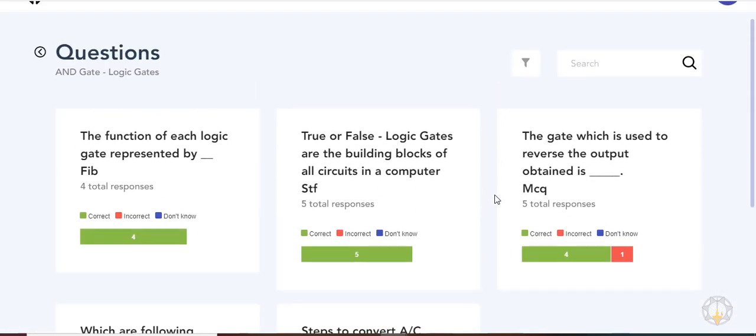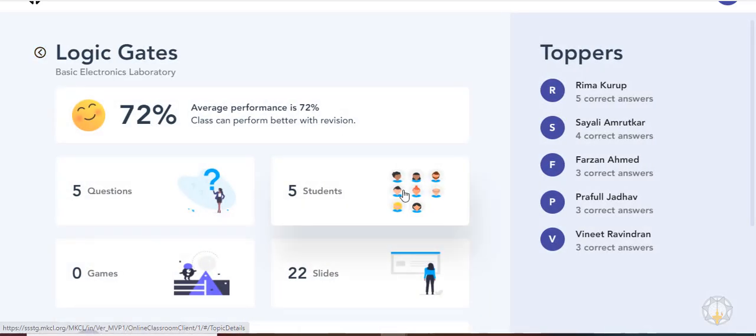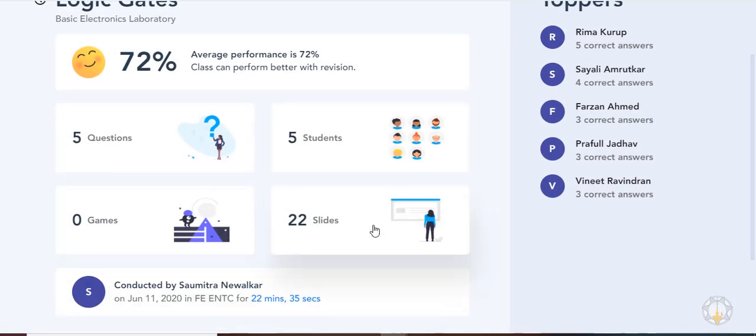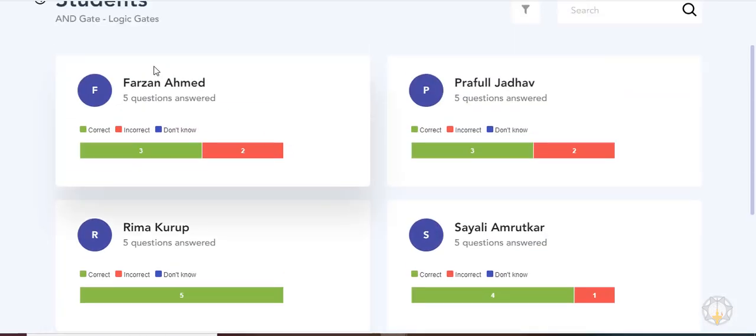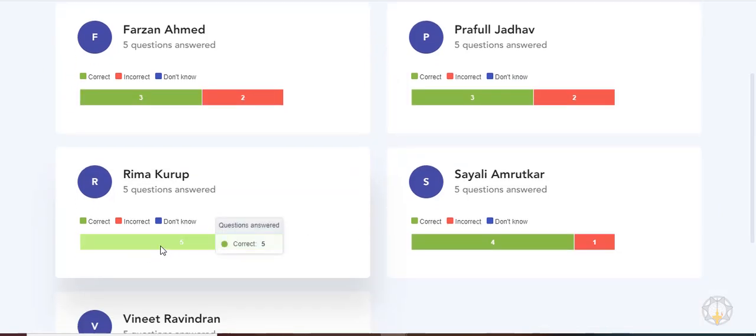Here you can see the student-wise data. Farzan has answered the 5 questions, from which 3 are correct, 2 are incorrect. Same for Praful. Rima has given all answers correct. Sally has given 4 answers correct. 1 is wrong.